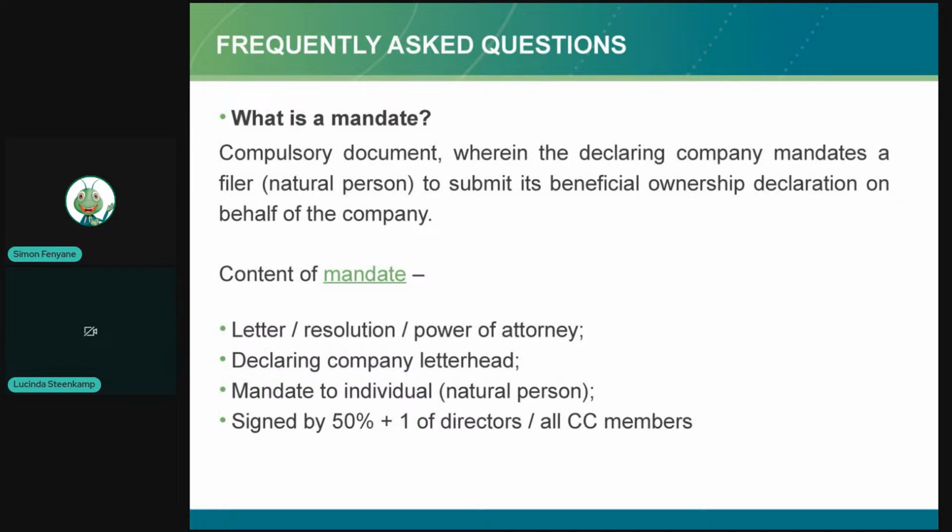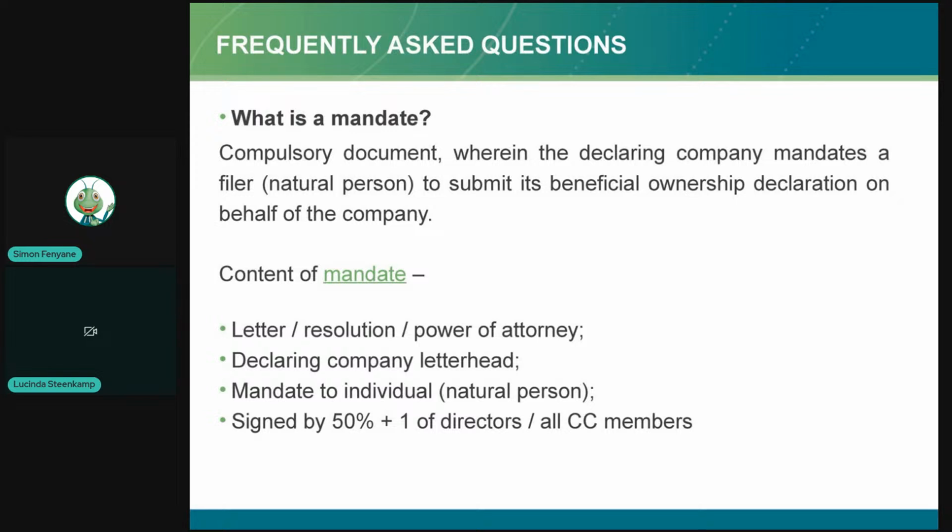One of the many questions that we do receive is, what is a mandate? The mandate that we are requesting is a compulsory document wherein the declaring company provides a mandate to a filer, which must be a natural person, to submit its beneficial ownership declaration on behalf of the company. The purpose of this document is to have a single person filing the beneficial ownership declaration of a company, and not having all of the directors of a specific company, for example, providing the OTPs to ensure the accuracy of the information declared, etc. So this document is mandatory and very important.